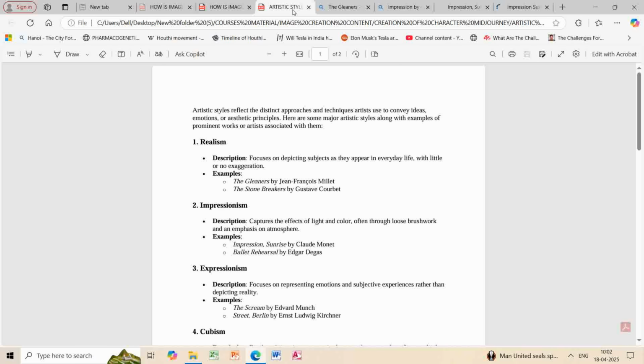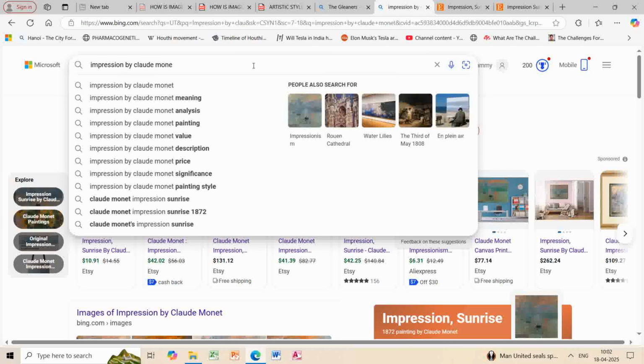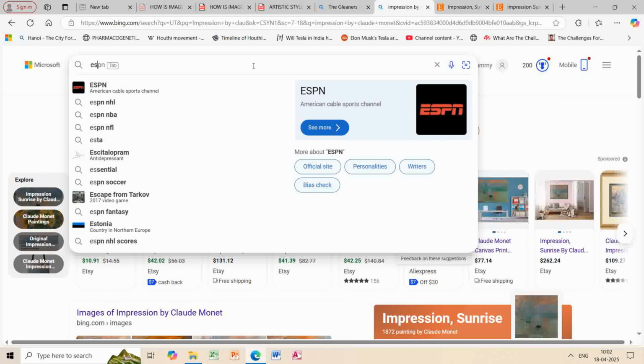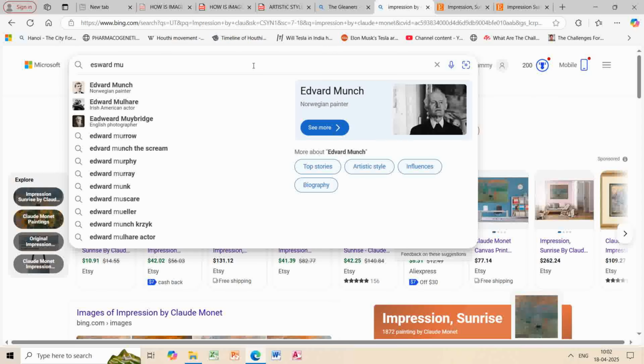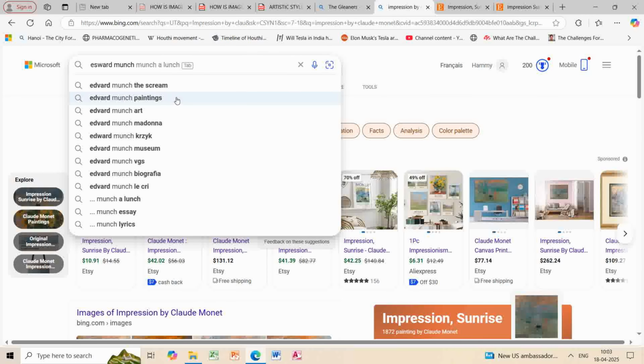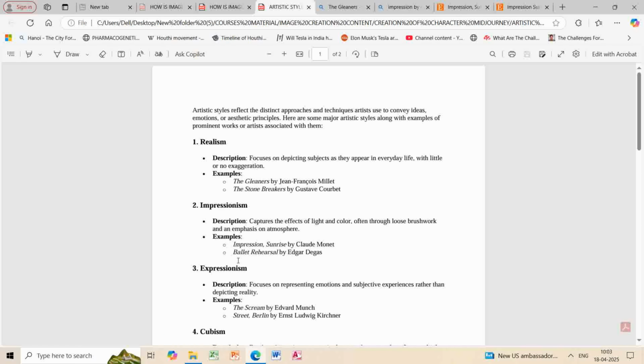The third is expressionism. This focuses on representing emotions and subjective experiences rather than depicting reality. The example of this is The Scream by Edvard Munch. So if we go here and search Edvard Munch, I forgot the name of the painting, The Scream by Edvard Munch.